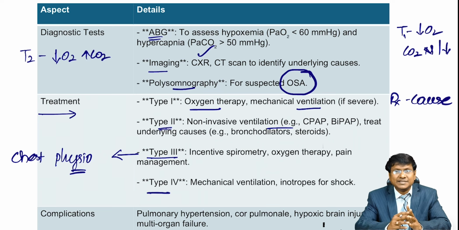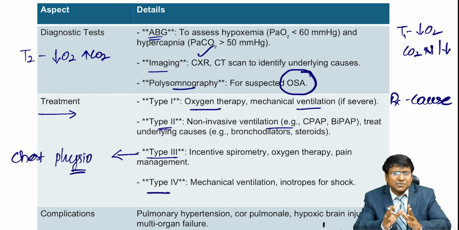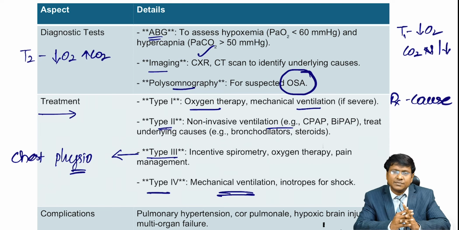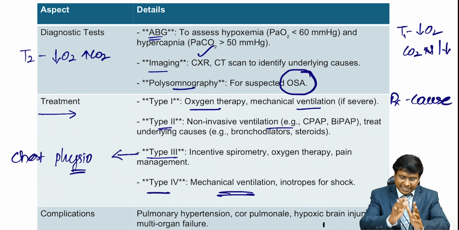Then coming to the type 4 respiratory failure, it is due to cardiogenic shock. So what is it that you need to start with? You need to start with the inotropes, and you need to place the individual on the mechanical ventilator. When you place the individual on inotropes and mechanical ventilator, what will this do? This will improve the cardiac output and it will improve the respiratory muscle perfusion. So that will be your type 4 respiratory failure.